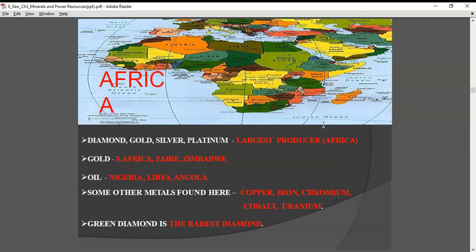So Africa has many of these minerals, especially these precious stones and metals. They are found in large quantity in Africa. But unfortunately, Africa as a continent is not developed as much. Most of Africa is in poverty because in the earlier years, people from the European nations came and used this continent for mining for their own purpose.